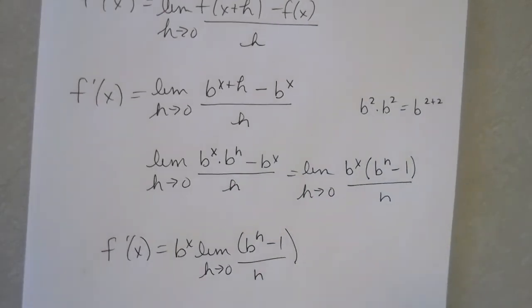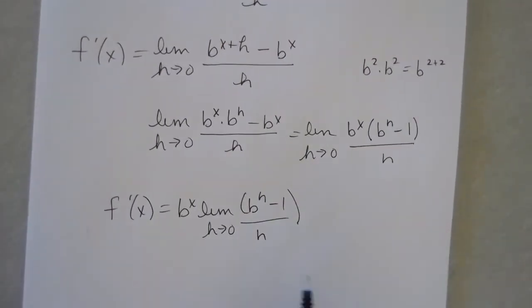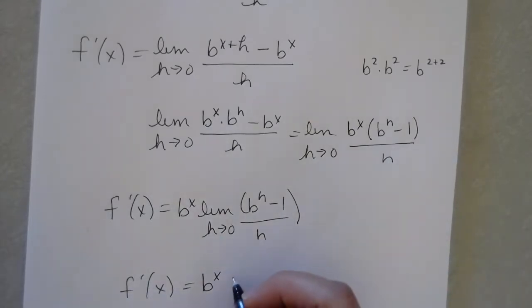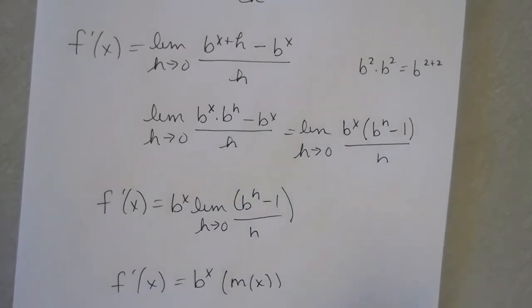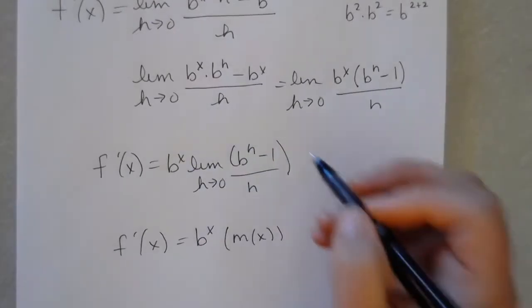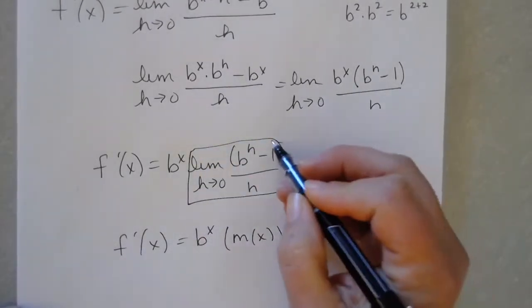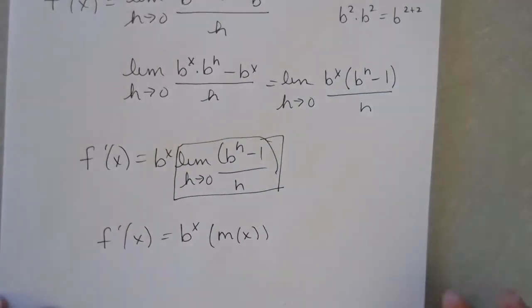Basically, I'm going to show you how we come up with this. It's a little simpler than this, but I want to show you how it works. So f prime of an exponential function will be b to the x times m of x. We're just going to call this a function, and we're going to call it m. So we're going to explore what m is.